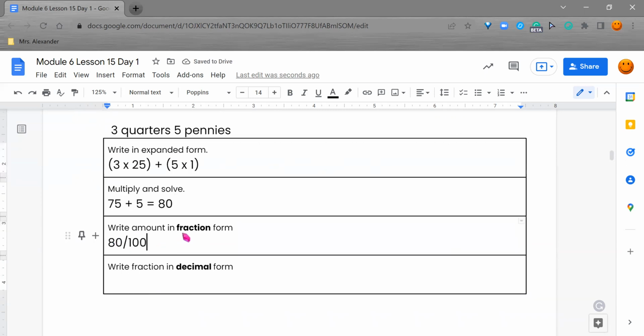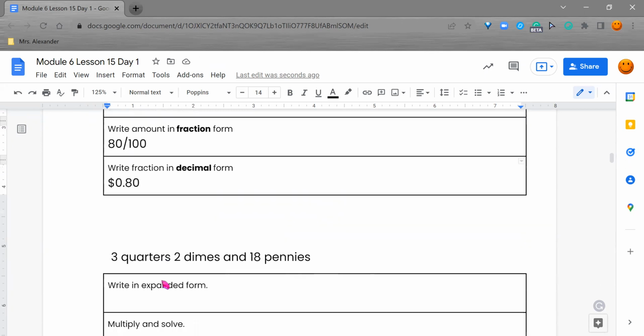That is what my fraction is about. It's 80 over 100, which means if I write it in decimal form, I'm going to start off with a dollar sign. I'm going to put 0 point because I don't have a whole number, and then 80, which is telling me I have 80 cents. Okay, let's go look at another problem.